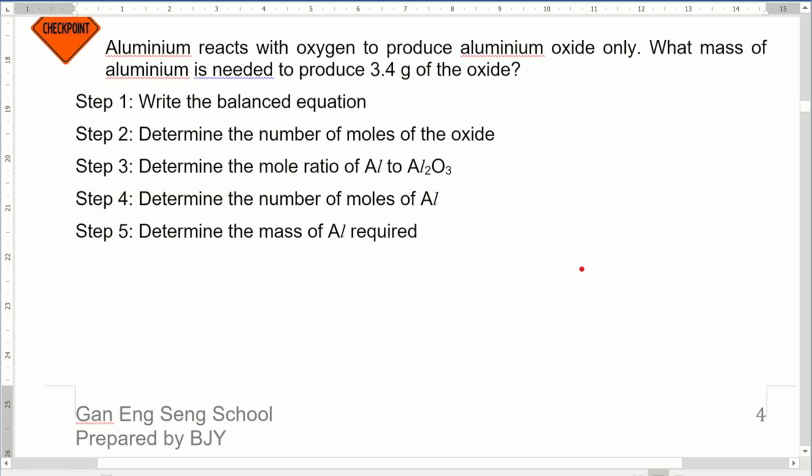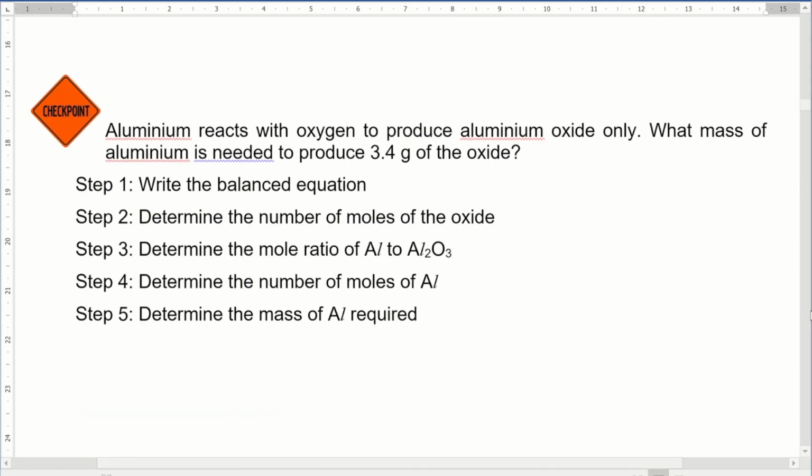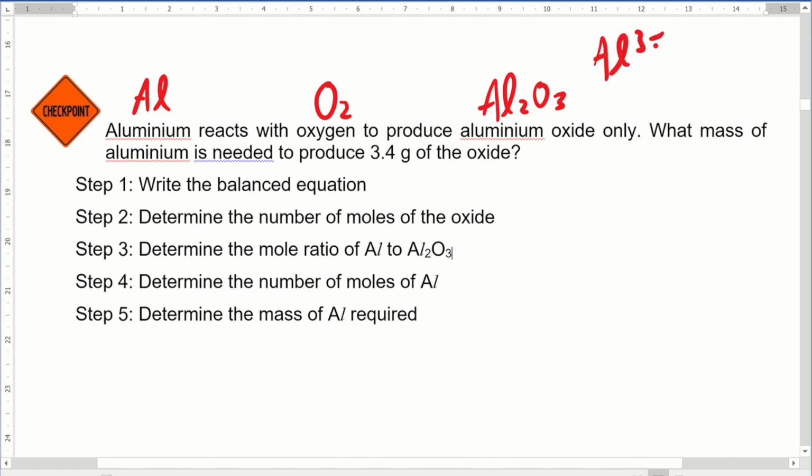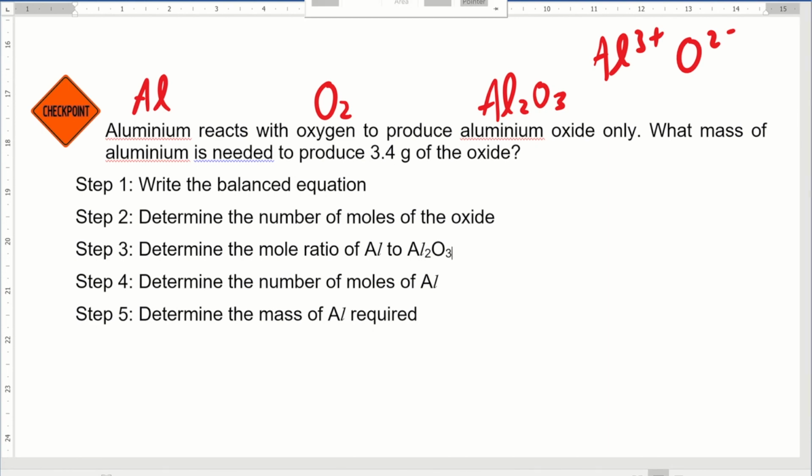Let's take a look at this example here. You are given aluminium and it reacts with oxygen to produce aluminium oxide. First of all, you need to write the balanced equation. Aluminium metal is just aluminium. Oxygen, recall the formula of oxygen gas: it is O2. And aluminium oxide is Al2O3. If you cannot remember, it's Al3+ and O2-, so together it is Al2O3.